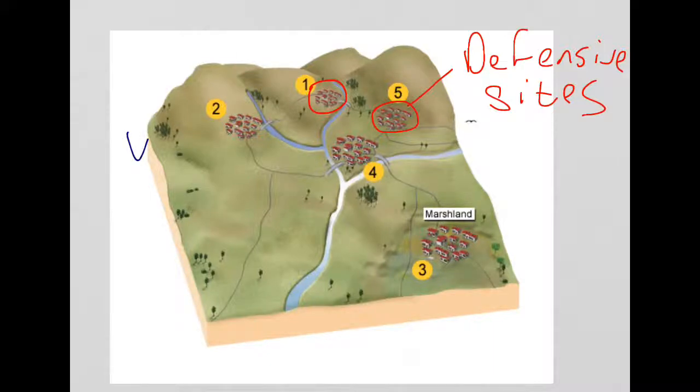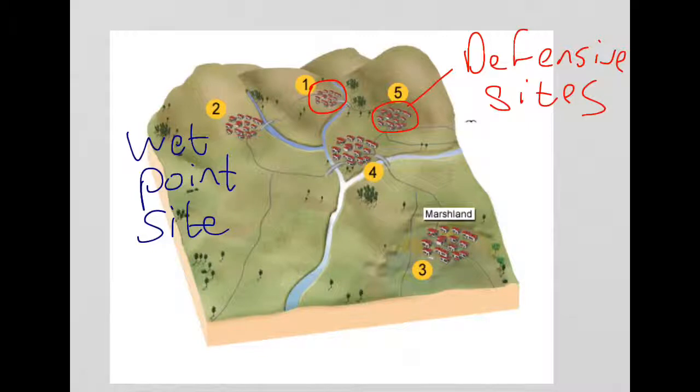If we think about wet point sites, historically water had to be fetched from a freshwater supply, so from a stream or from a spring. Nowadays, due to technology, we have water pipes which bring water into our houses. But back in these days, when settlements were first growing up, they had to be close to a water supply.